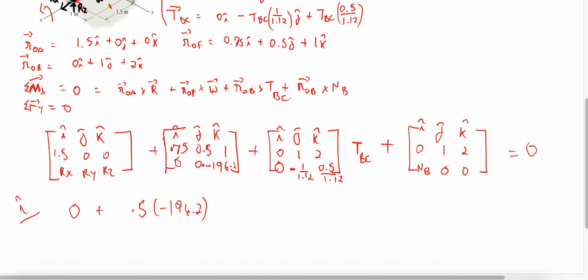And plus, well, minus 0, right? Because it's minus 1 times 0 is 0, I'm just going to skip that. Plus 1 times, so it's 0.5 over 1.12 times 1, minus 1 over 1.12 times 2. And then this guy is just 1 times 0 minus 2 times 0, that's 0. So that's my other equation.